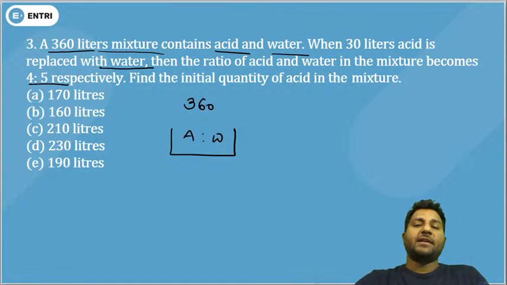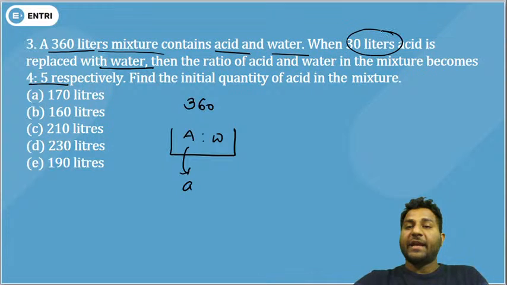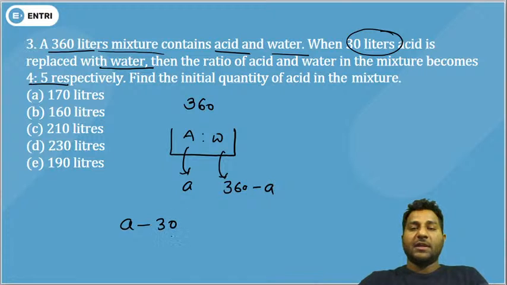Look, let's say that you had A liters as acid. When 30 liters of acid is replaced with water, which means 30 liters of acid has been taken out and replaced with water. So water was 360 minus A. You took out 30 liters, which means A minus 30, and you added them in water. So water quantity will become 390 minus A, and the ratio will become 4 by 5.